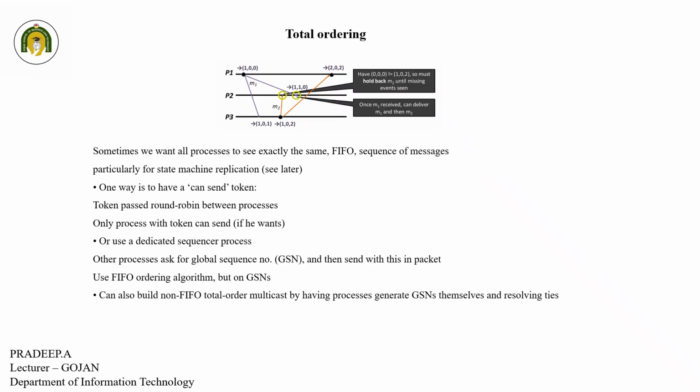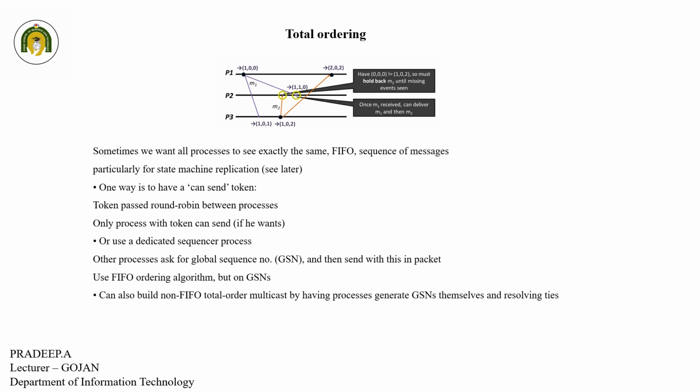Total ordering. In this total order, the messages received from P1 are received by P3, the process 3. It carries the M1 and the M2 receives a message and carries it to P2 and P1. So the P1 has the value of 1, 1, 0. So from the P3 the message is delivered to the P1 process. So we have 2, 0, 2. So M2 must be held back until the missing event is seen. Once the M1 is received, we can deliver M1 and then M2.